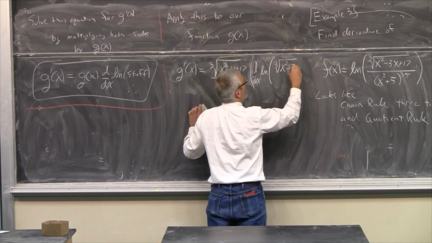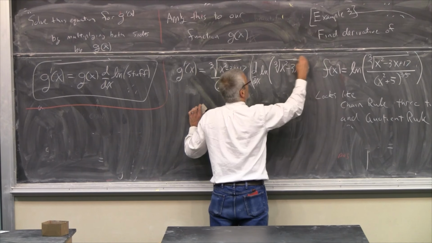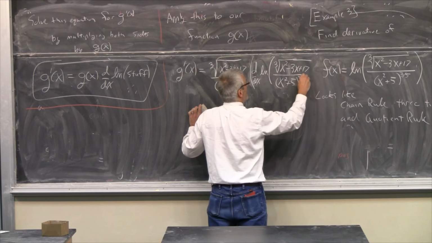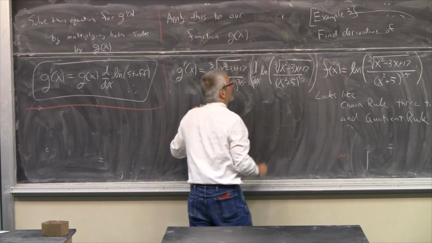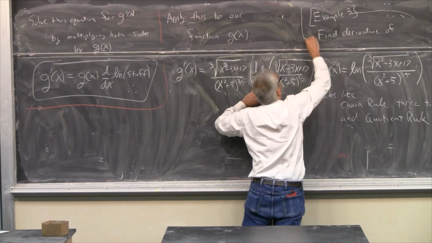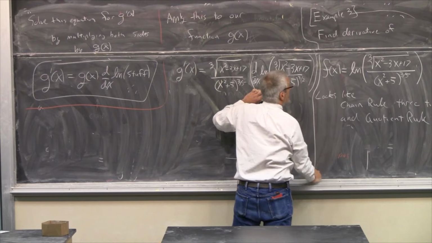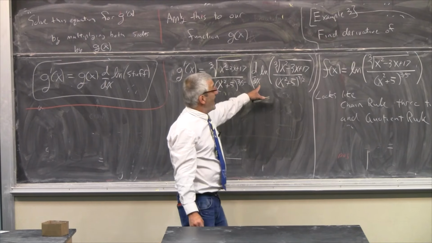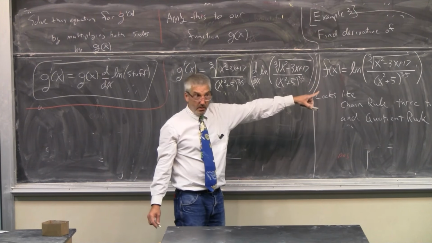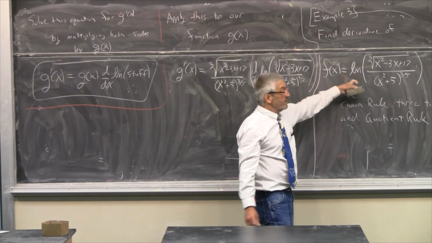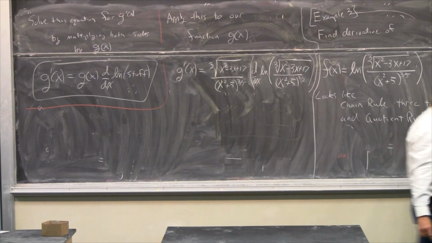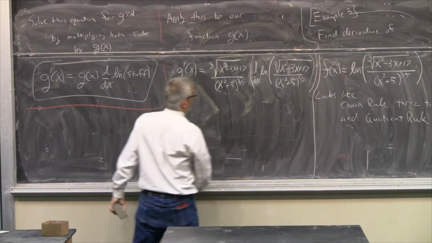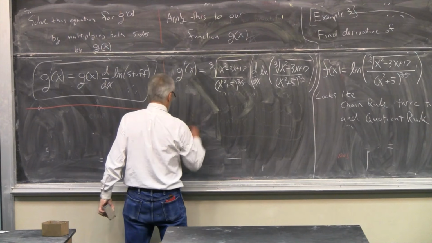The cube root of x squared minus 3x plus 17 on top. x squared plus 5 to the 3/2 on bottom, and the logarithm of all that stuff, and then take the derivative of all that stuff. But that's exactly the problem that we just did. The previous example, we took the derivative of this, and we got this. So we're going to use the result of example 3.